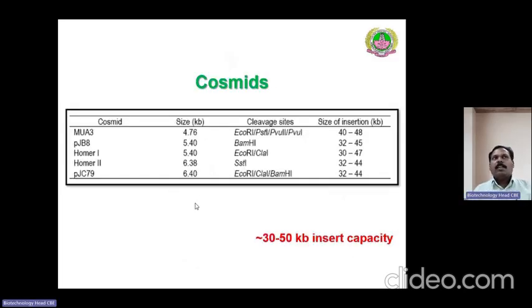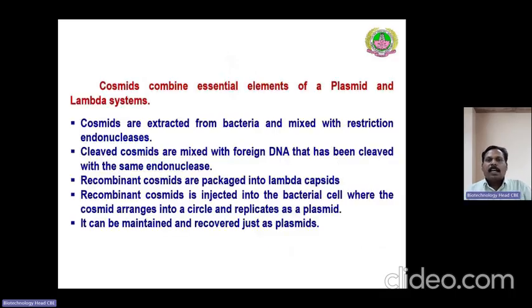So cosmids are available in large numbers from different systems, and they have a carrying capacity of approximately 30 to 50 kilobase pairs. That means they have a capacity double the size of phage vector systems like lambda phages, and a capacity 5 times better than the plasmid DNA vector system, because plasmid DNA can averagely have an insert capacity of around 10 kilobase pairs, and in the case of cosmids, they have an insert capacity of about 50 kilobase pairs in size. So these cosmids essentially combine the elements of a plasmid and the lambda systems.